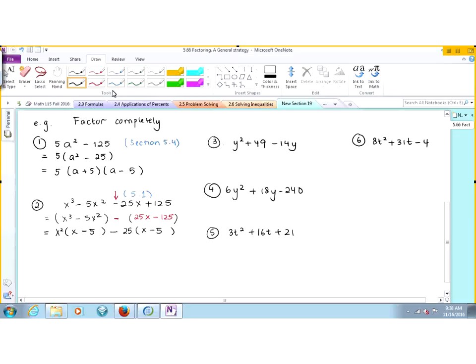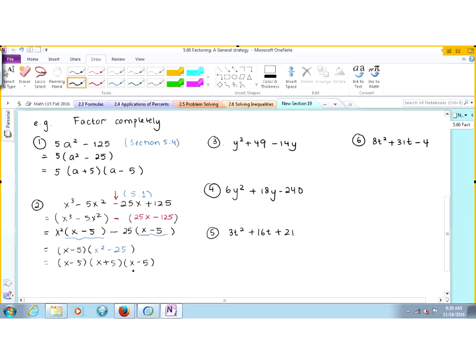Do I have common terms? Which ones are my common terms? x minus 5. Okay, so then I will have x minus 5 factored out, and we're left with x squared minus 25. Are we done? No. Can we factor x squared minus 25? Yes. What is x squared minus 25? x plus 5 times x minus 5.